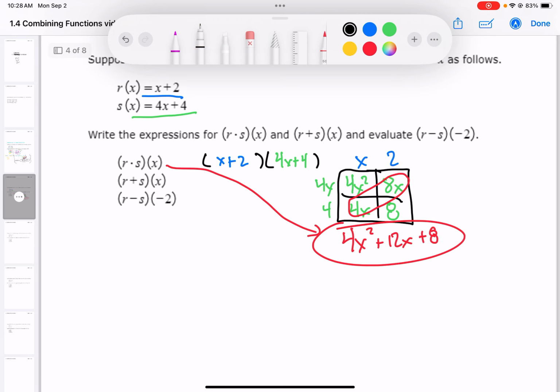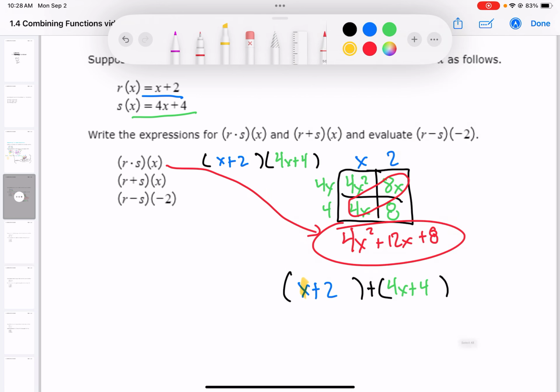Okay, next one, going to do a similar start. So I've got my parentheses, but instead of multiplying, I am adding these together. And this, I go x plus 2, because that's my function of r. This next one is my function of s, which is 4x plus 4. And since we're adding, I can just combine like terms.